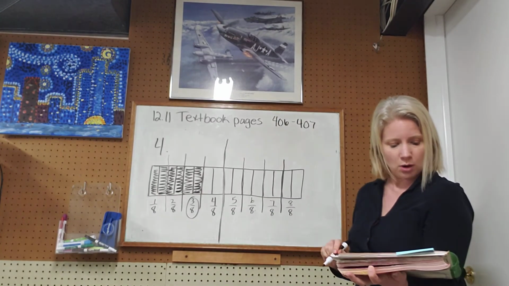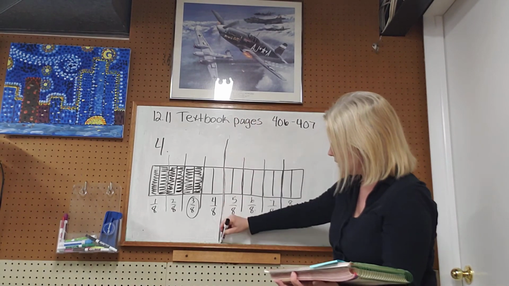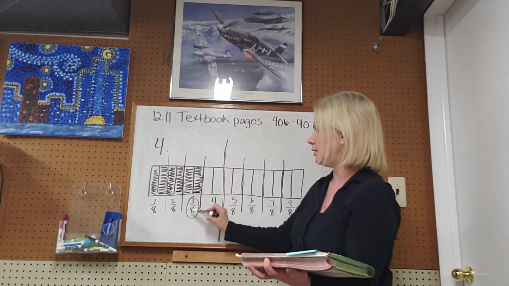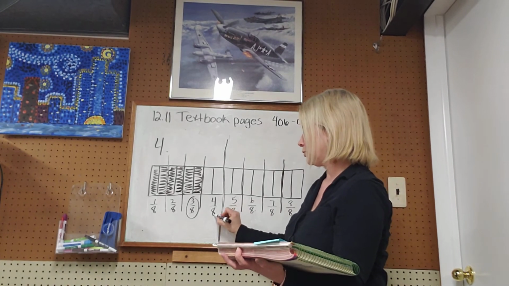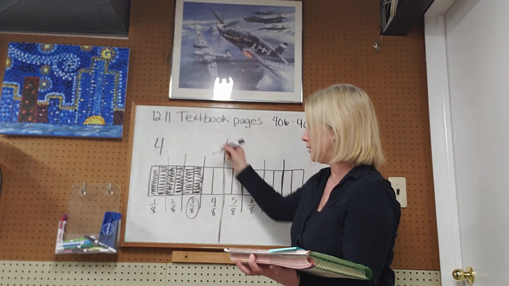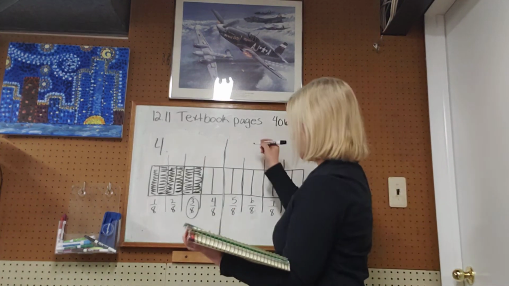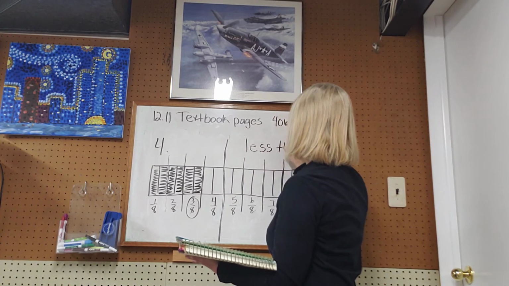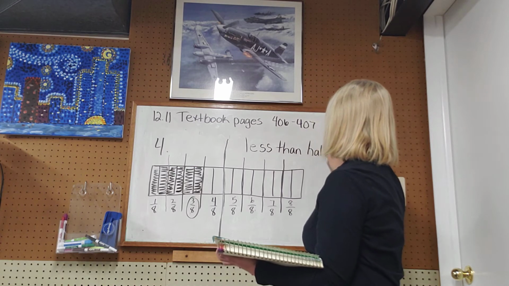Did he use more or less than half? So remember, this was our halfway point. Did he use more or did he use less if we're at 3/8? 4/8 is also the half point. So since it's on this side, he used less than half. So the answer is less than half.